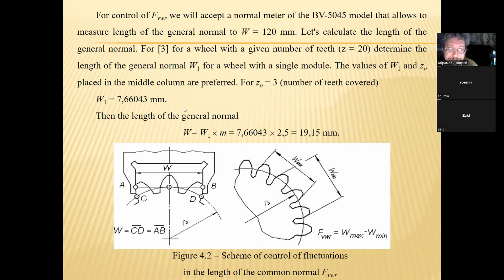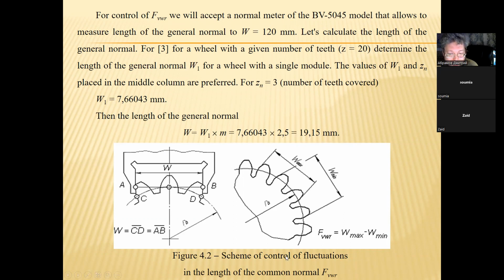7.66043 millimeters. In your variant, you must choose Z10 equal to 32. So W1 will be equal to 7.66043 millimeters. Then the length of the common normal is 7.66043 millimeters multiplied by module 2.5 millimeters, and we have 19.15 millimeters.